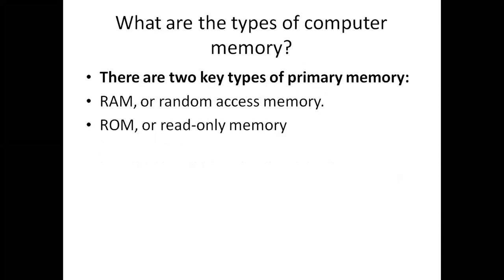Okay. What are the types of memory? Just lower your volume, Shahid sir. What are the types of computer memory? There are two types of primary memory. RAM we have seen in the chart. RAM is nothing but random access memory. ROM, read-only memory.